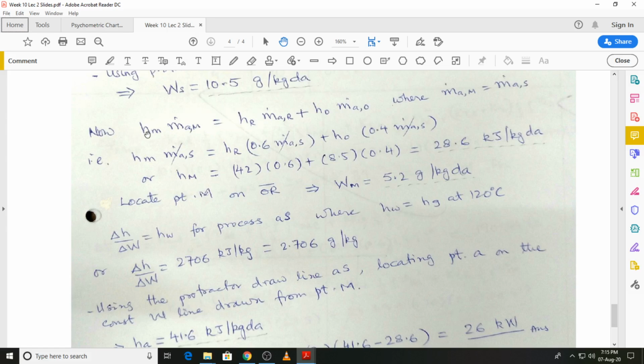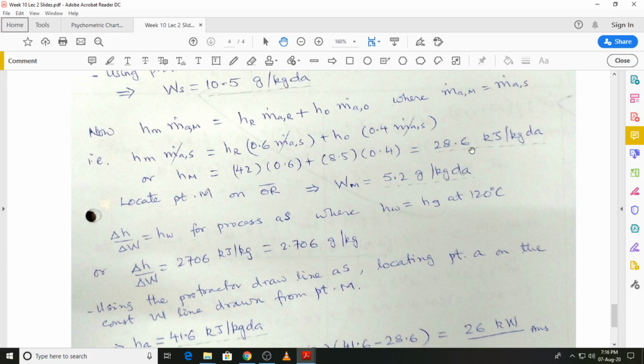You can see that the energy at state R plus the energy at state O is equal to the energy at state M. This is just an energy balance, and we know that the mass flow rate of dry air at state M is the same as the mass flow rate of dry air at the supply state, which was given to us. The mass flow rates of recirculated air and outside air were also given to us as a proportion of the supply state. Those values have been inserted over here, which will give us the enthalpy at state M.